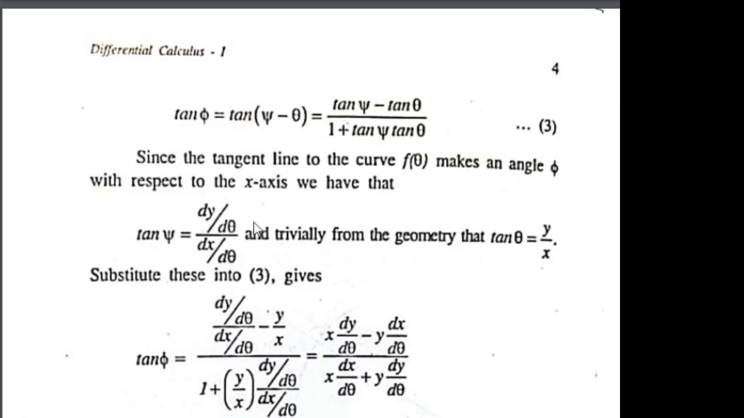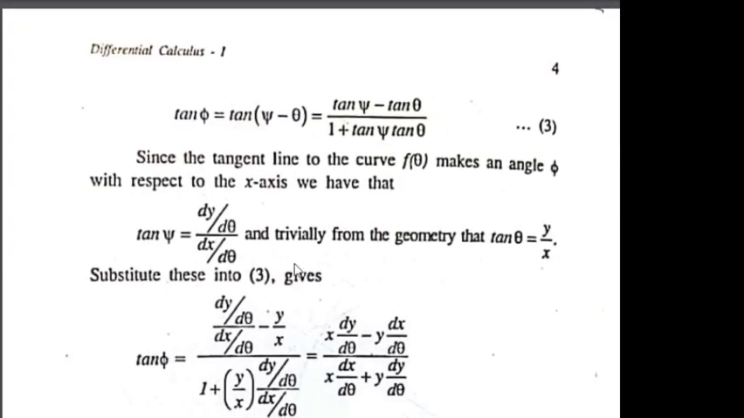To find dy by dx, it can be found by dividing dy by d theta by dx by d theta. So we divide dy by d theta by dx by d theta, and we get tan psi. Therefore tan psi is equal to dy by d theta divided by dx by d theta. Now substituting this tan psi in equation 3.